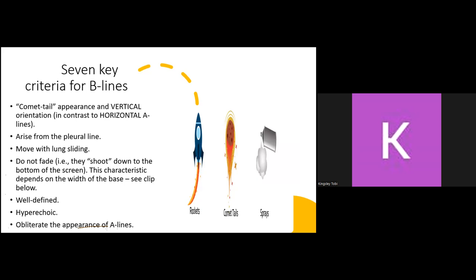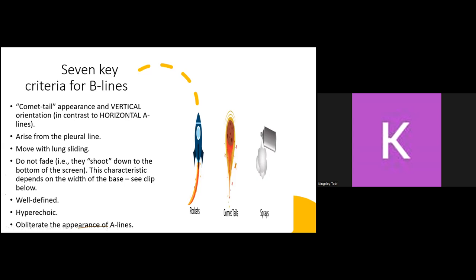And sometimes, with a higher number of B lines, they may actually obliterate the appearance of A lines. When you have severe massive pulmonary edema, it will be difficult for you to pick up A lines because the B lines obliterate them. So they are called comet tails. They are also known as the rocket sign.